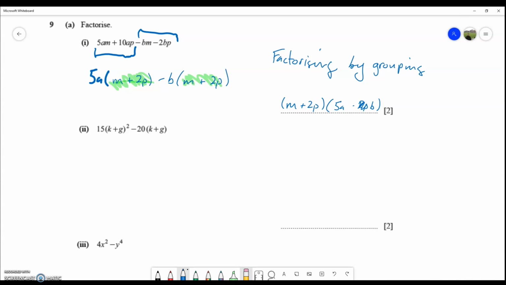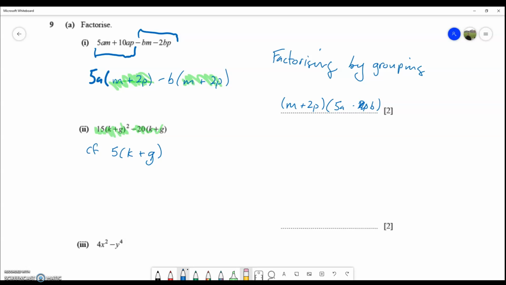If we take a look at the second part there, it's harder to see, but we've got 2 terms here. We've got our first term here, and we've got our second term there. So trying to find common factors, the common factor of both of them is you've got this 15 and 20. So we can take 5, but also we can take k plus g.